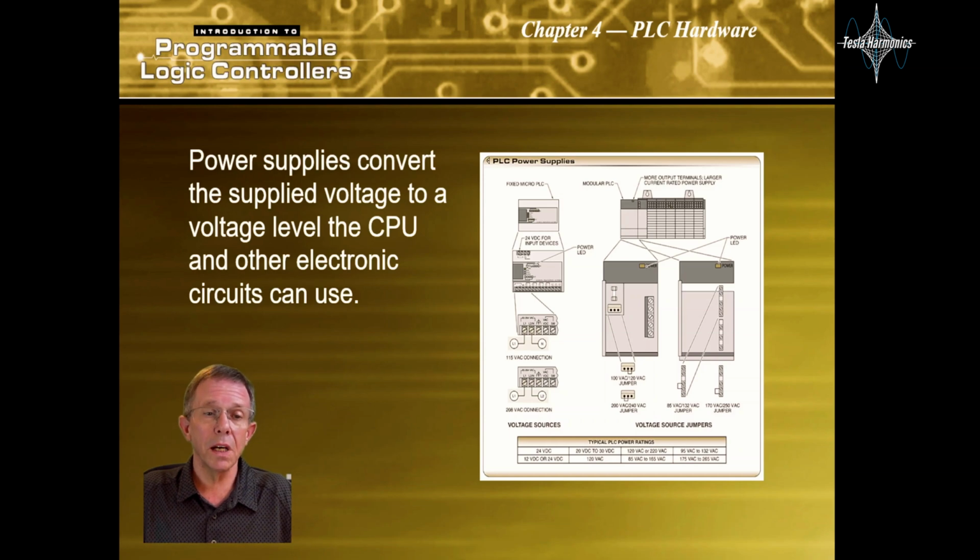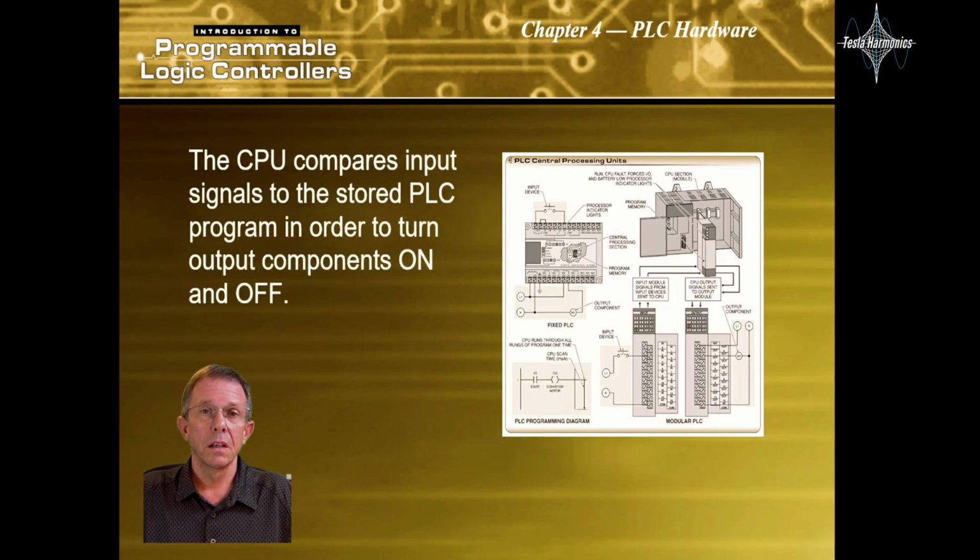Power supplies convert the supplied voltage to a voltage level that the CPU and other electronic circuits can use. The CPU compares input signals to the stored PLC program in order to turn output components on and off.